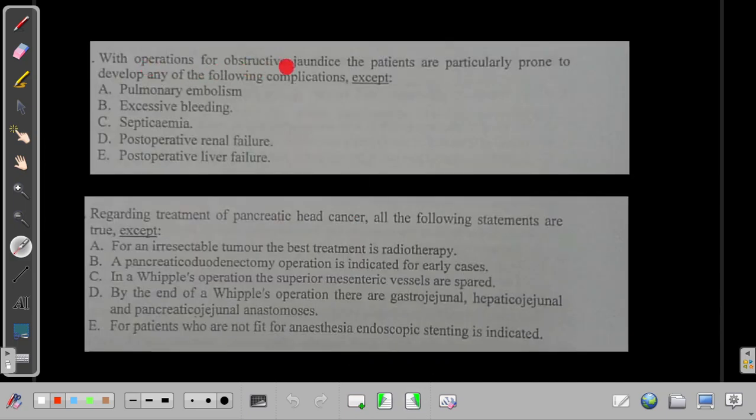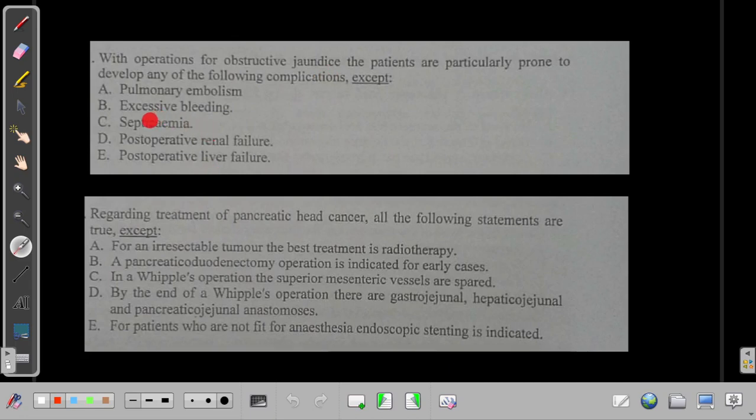With operation for obstructive jaundice, the patients are particularly prone to develop any of the following complications except, when you operate on a person with obstructive jaundice, he is at risk for what? Risk for pulmonary embolism? No, this is the exception. As a matter of fact, no increased incidence of DVT and pulmonary embolism when you operate on a patient with obstructive jaundice. The rest will be true.